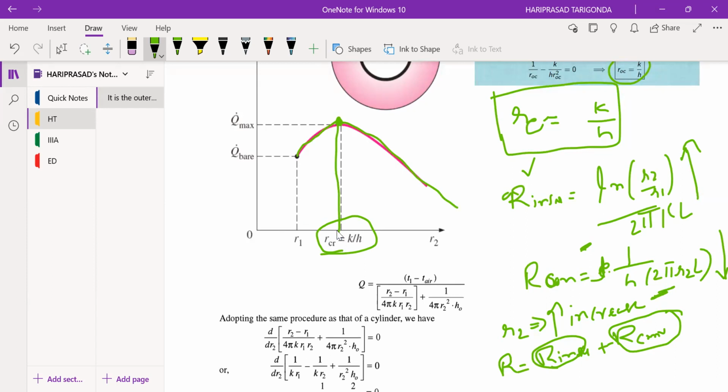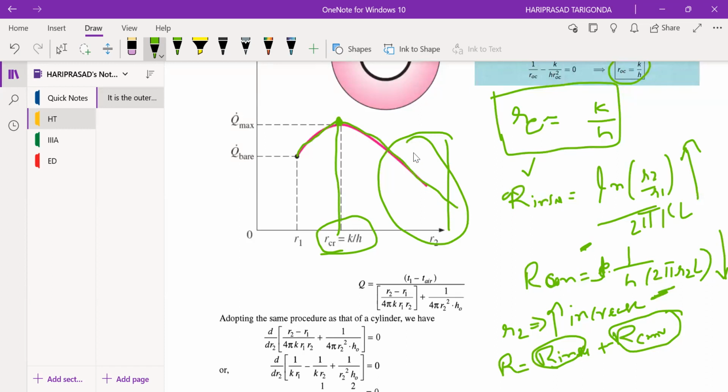So we need to provide insulation at the critical radius of insulation if we want to maximize the heat transfer rate, for example in the case of electrical transmission lines. If you want to decrease the heat transfer rate, we need to provide the insulation at a radius greater than the critical radius of insulation, so that we minimize the losses and can improve the efficiency.